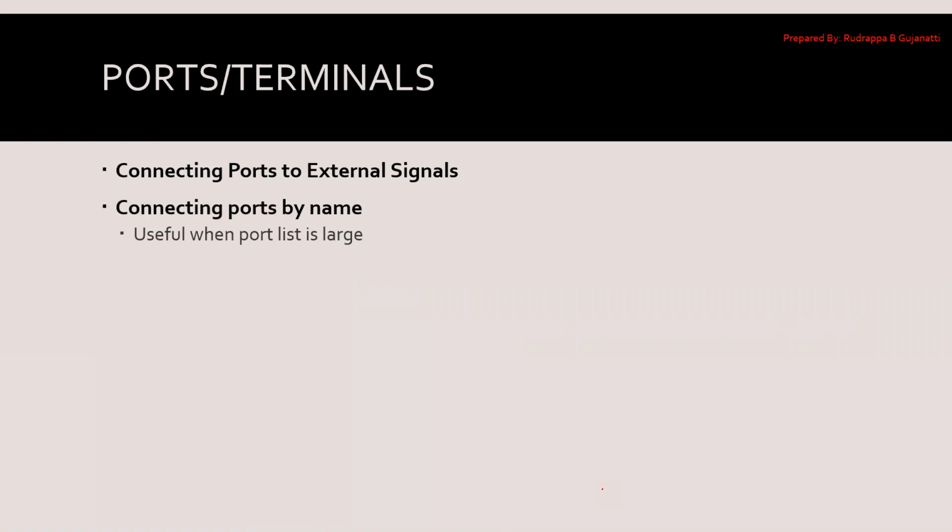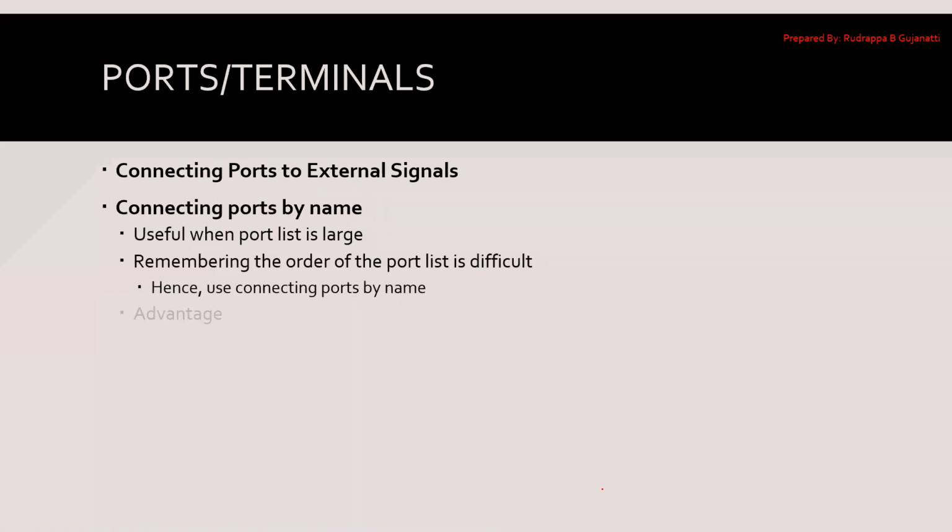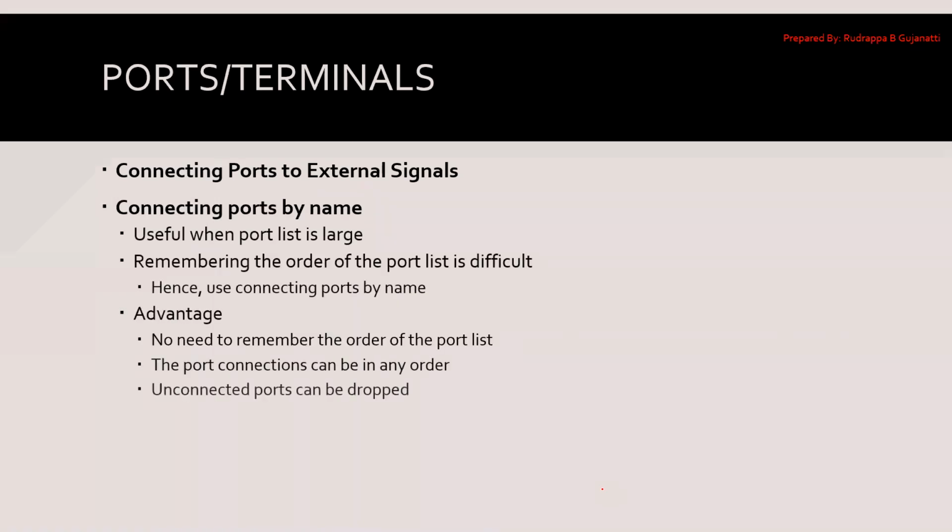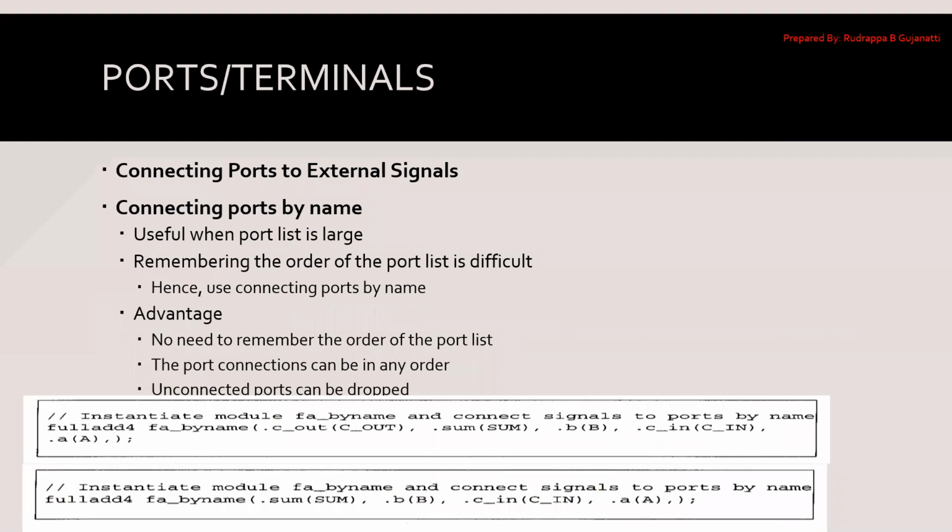Next one, connecting the ports by names. We'll just look at the example and then come back to this part. Now here you can see that, again, we are creating an instance, full add 4, FA by name.